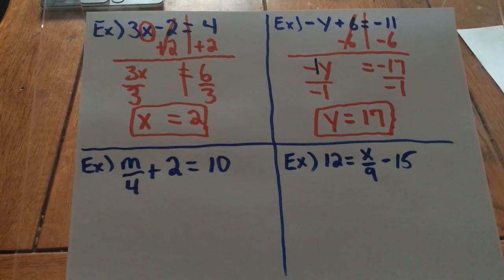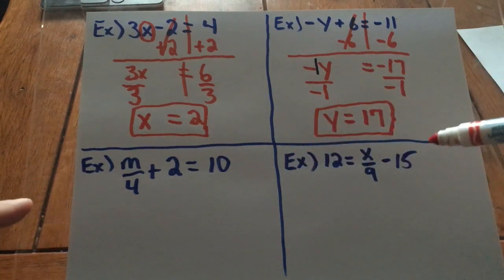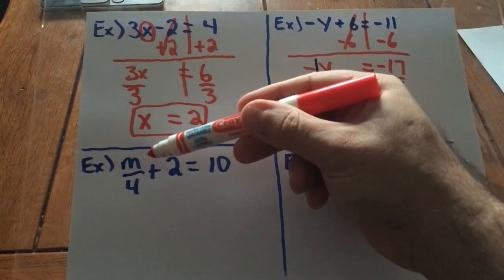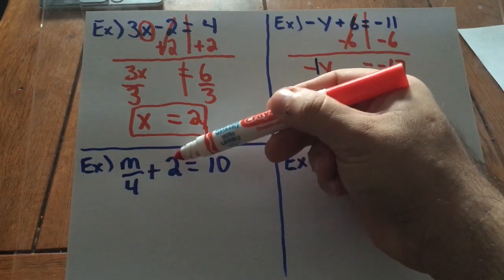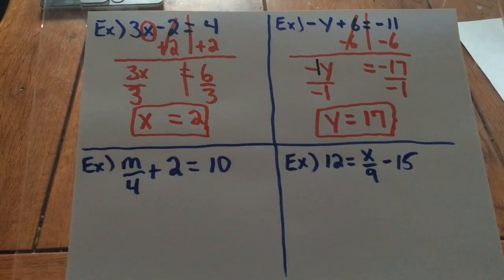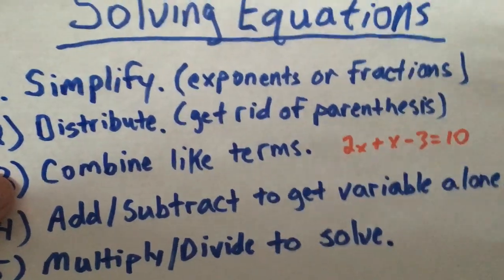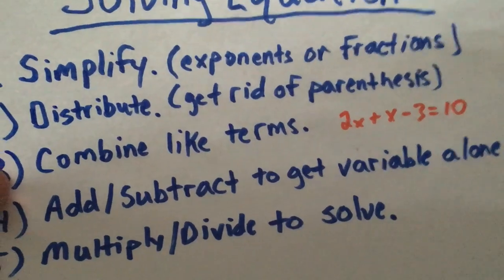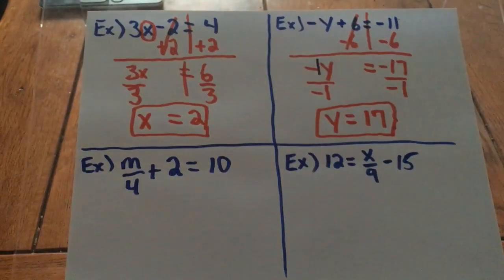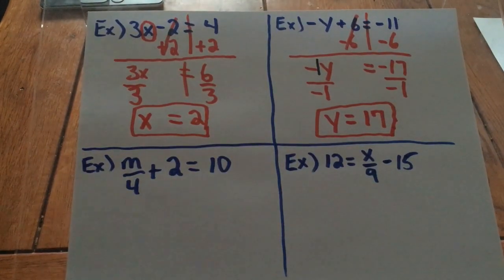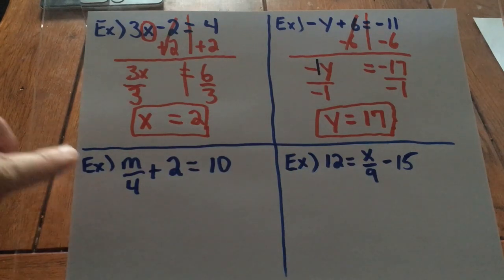All right? Now, down to these two examples here. First one, we've got m over 4 plus 2 is equal to 10. So in our little list of things to do, I said simplify exponents or fractions. But also remember that I said that not all fractions are going to create a problem for us.